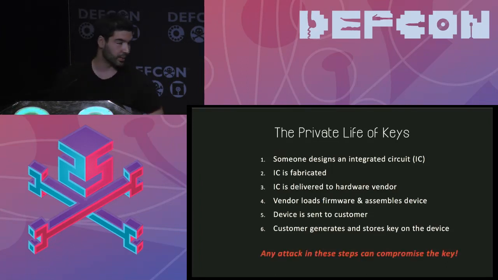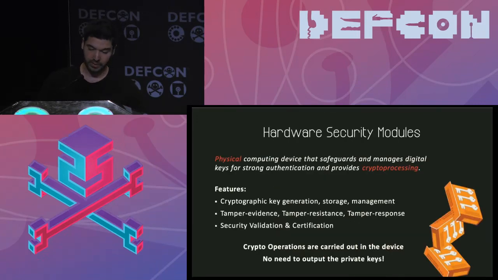The problem with this life cycle of keys is that in practice, if any of these steps gets compromised or an attack happens on them, the final key is weak or compromised completely. And for this reason, we have hardware security modules. So hardware security modules were built with the purpose of protecting keys and performing all the operations on the device. So they provide some very neat features. Some of them are cryptographic key generation, storage, and management. And all those things happen on the device.